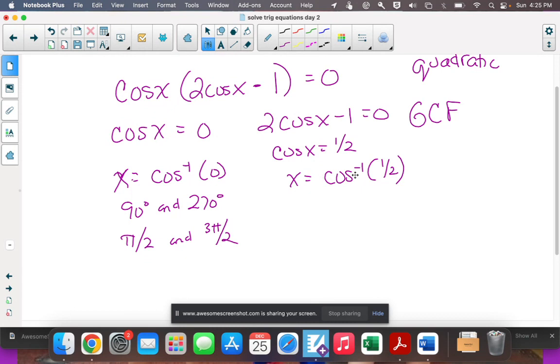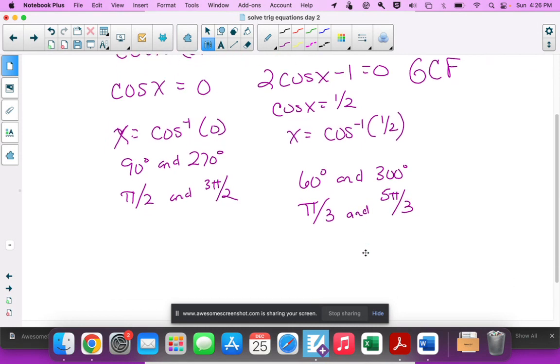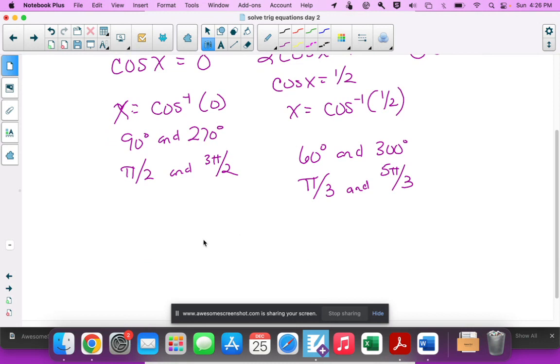Okay, and then where does cosine equal 1/2? Okay, and again, in degrees, this should be 60 degrees and 300 degrees, right? Because cosine is positive in quadrants 1 and 4. And in radians, that would be pi over 3 and 5 pi over 3. Okay, and if we wanted to list out all of them, yeah, we'd have to write it 4 times.